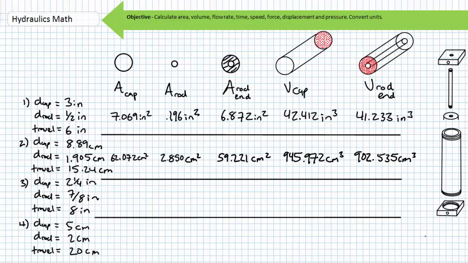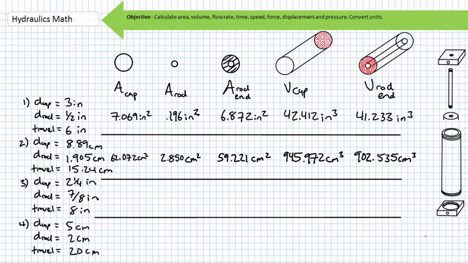Our second example has a cylindrical actuator with an 8.89 centimeter cap diameter. This presents a full circular surface area of 62.072 centimeters squared. The rod has a surface area of 2.850 centimeters squared. The rod end, the ring, is the area of the cap minus the area of the rod and presents a functional surface area of 59.221 centimeters squared.